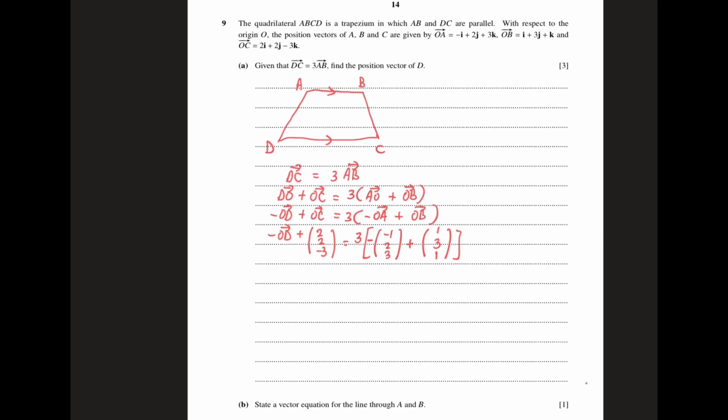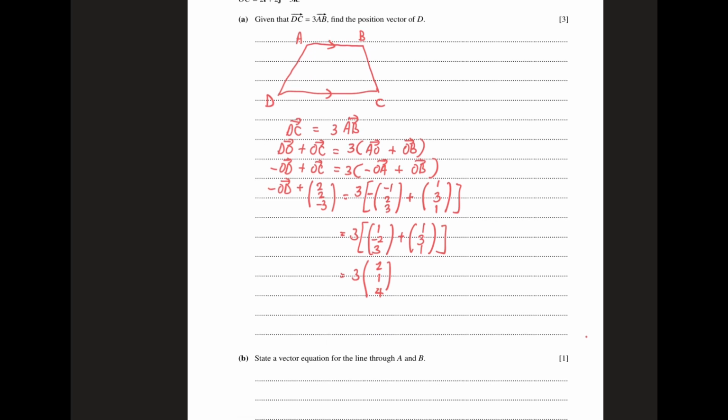Now I solve the equation. I do the right hand side first. 3, the minus I bring in: 1, minus 2, 3, plus 1, 3, 1. Now I add up the two column vectors here. 1 plus 1 is 2. Minus 2 plus 3 is 1. 3 plus 1 is 4. Then times 3, I get 6, 3, 12.